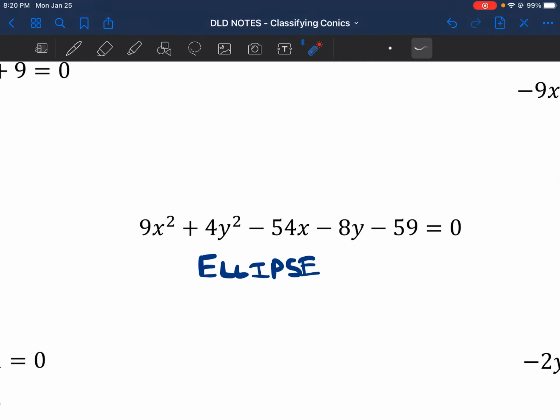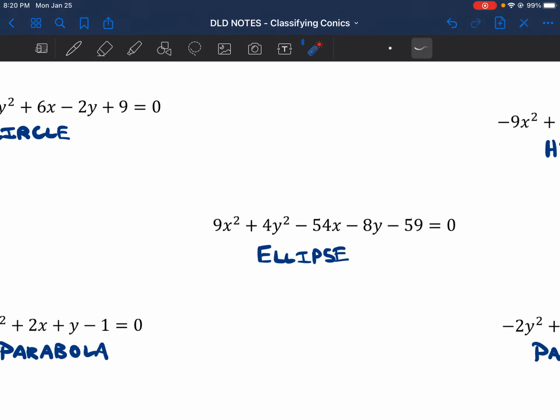9x squared plus 4y squared minus 54x minus 8y minus 59 equals 0. That's a mouthful there. A is 9, b is 4. Again, neither a or b is 0, so it's not a parabola. They are not equal to each other, so it's not a circle, but they do share the same sign. They're both positive, so this is an example of an ellipse.